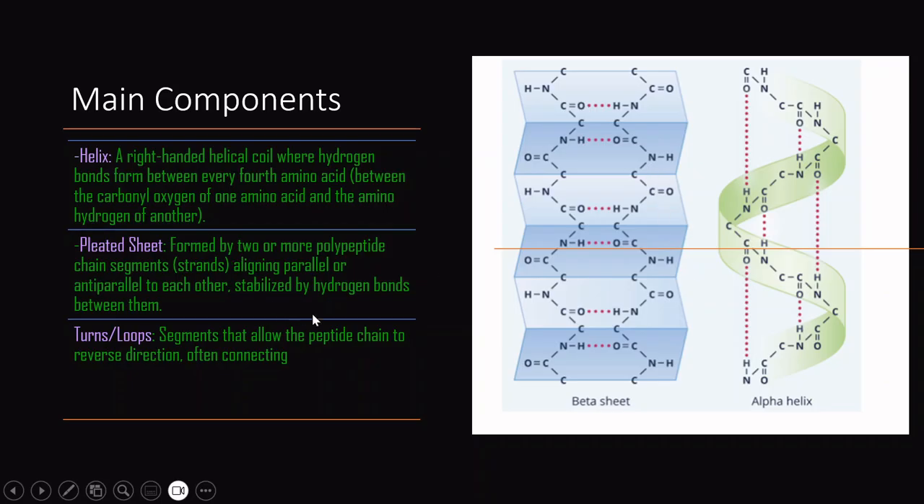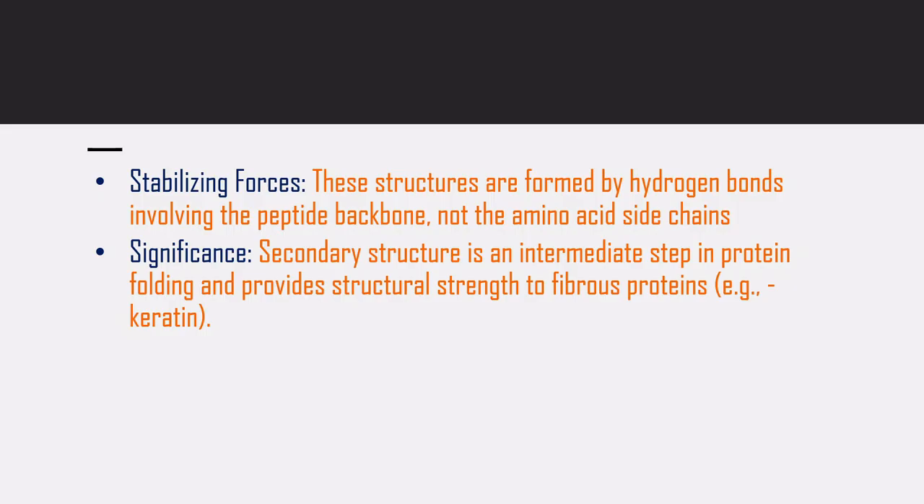Now, if segments allow the peptide chain to reverse the direction, then it forms turns or loops. So, these are the main components of secondary structure. Now, the stabilizing force is the hydrogen bonds, and the significance of secondary structure is that it forms the most important or the intermediate step in protein folding, or provides structural strength to fibrous proteins like keratin.